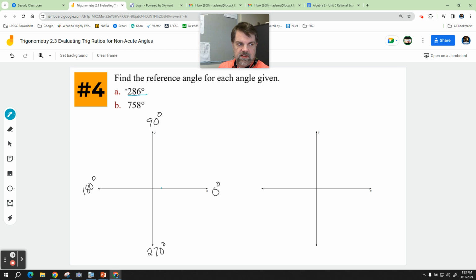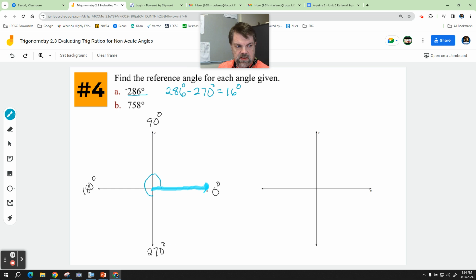I'm going to start here at 0. Okay? So my beginning of my angle starts right here. That's my initial side. And then I'm going to come around 90 degrees, 180 degrees, and then 270 degrees. So if I take 286 and I subtract 270 degrees, the remainder is 16 degrees. So that means I'm going to come in about right here.